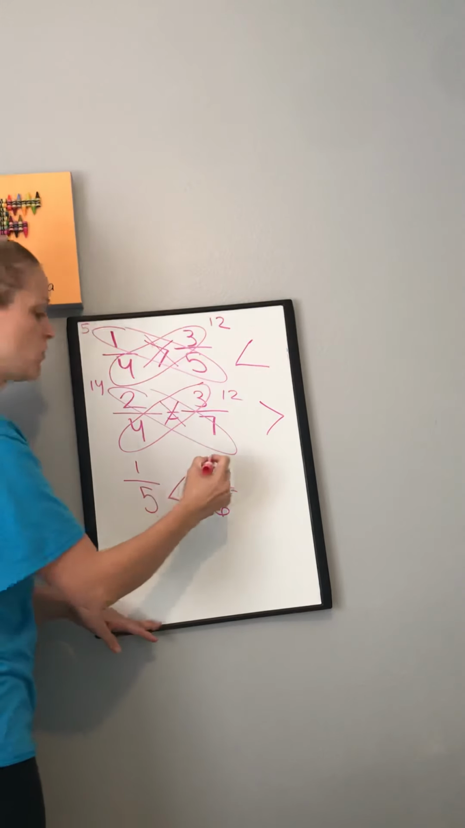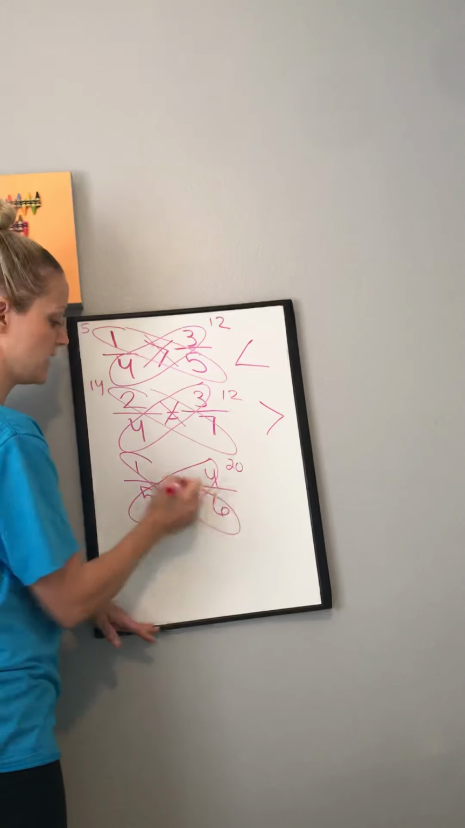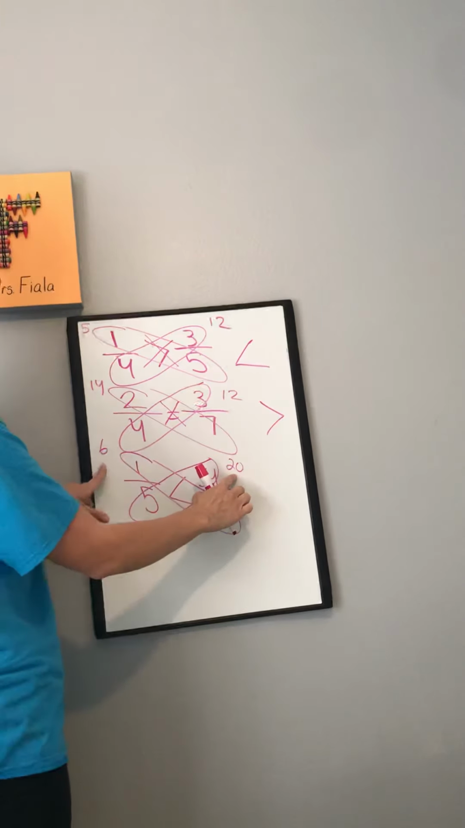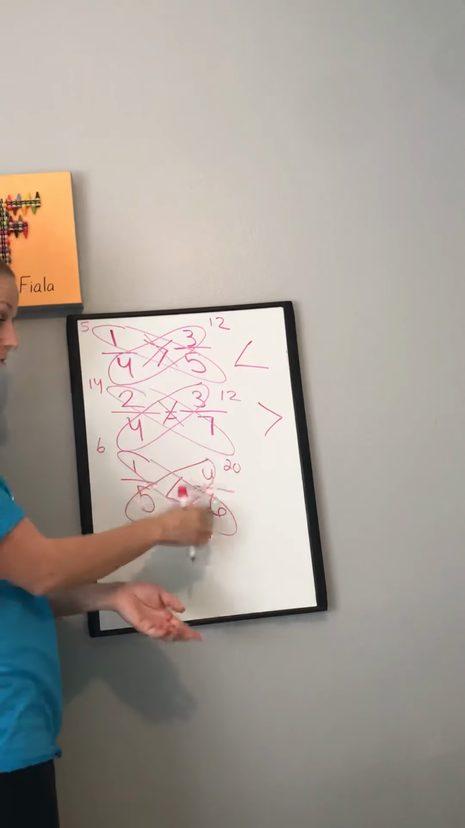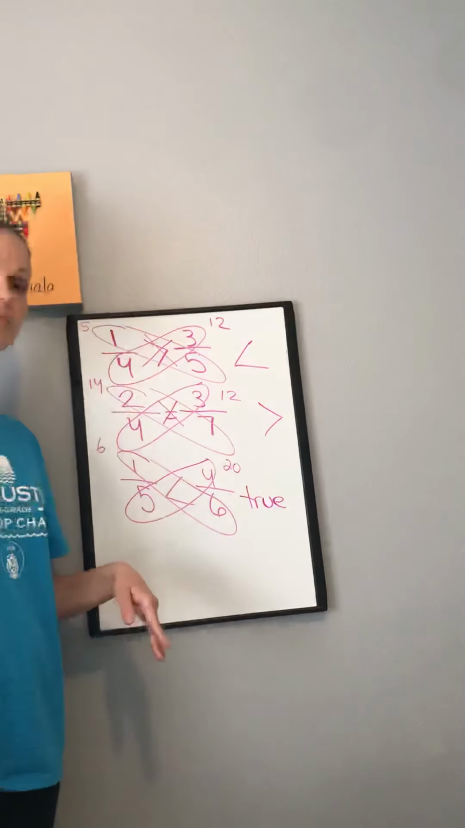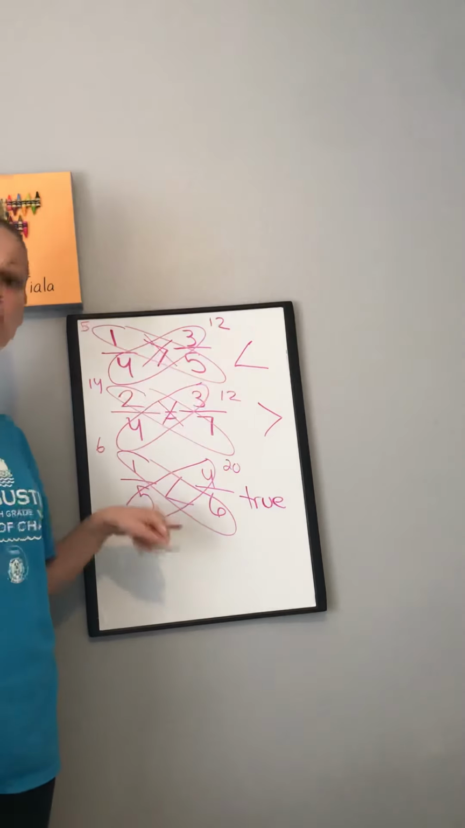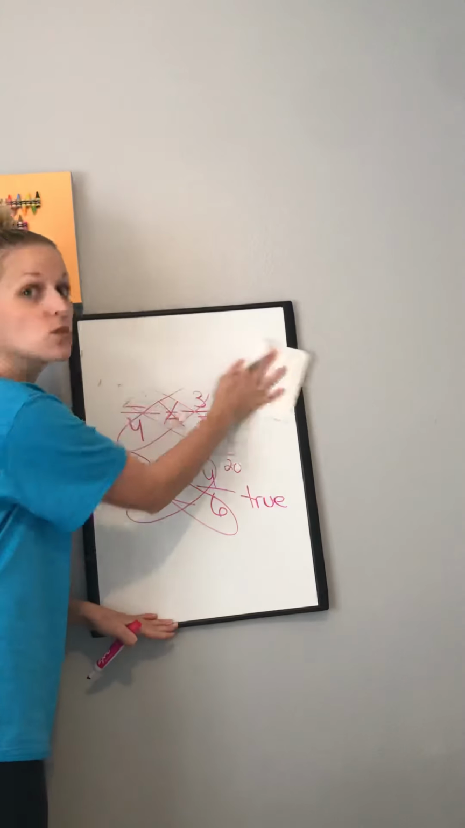Now let's do my last one, butterfly method. 4 times 5 is 20. 1 times 6 is 6. Is 20 greater than 6? It is, and the big side, the opening, is pointing to the greater one, so that one is true. Okay? Do you see I did these for all of my answer choices to see which one was true? That is what you need to do for your quiz question.